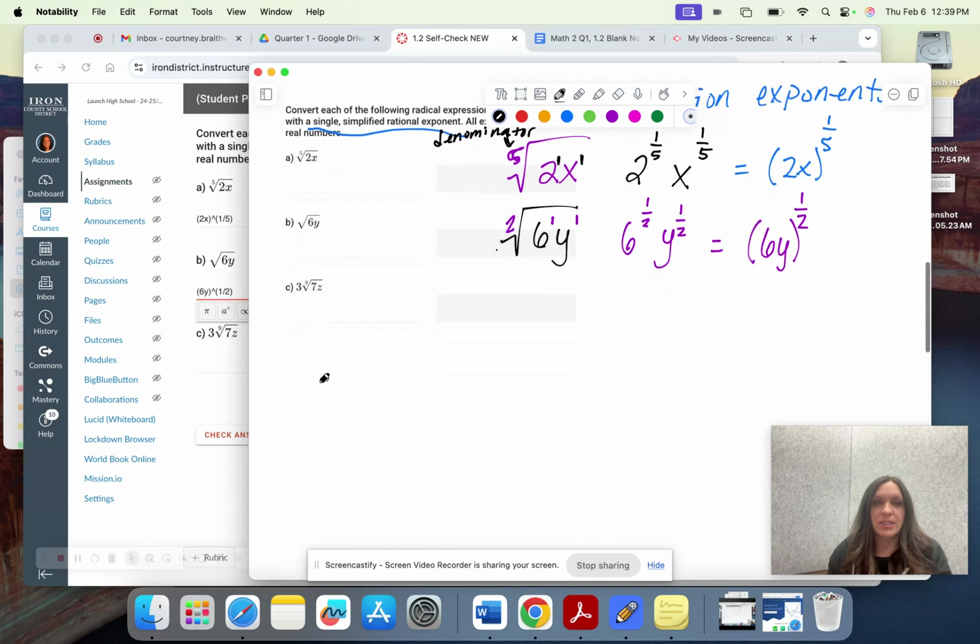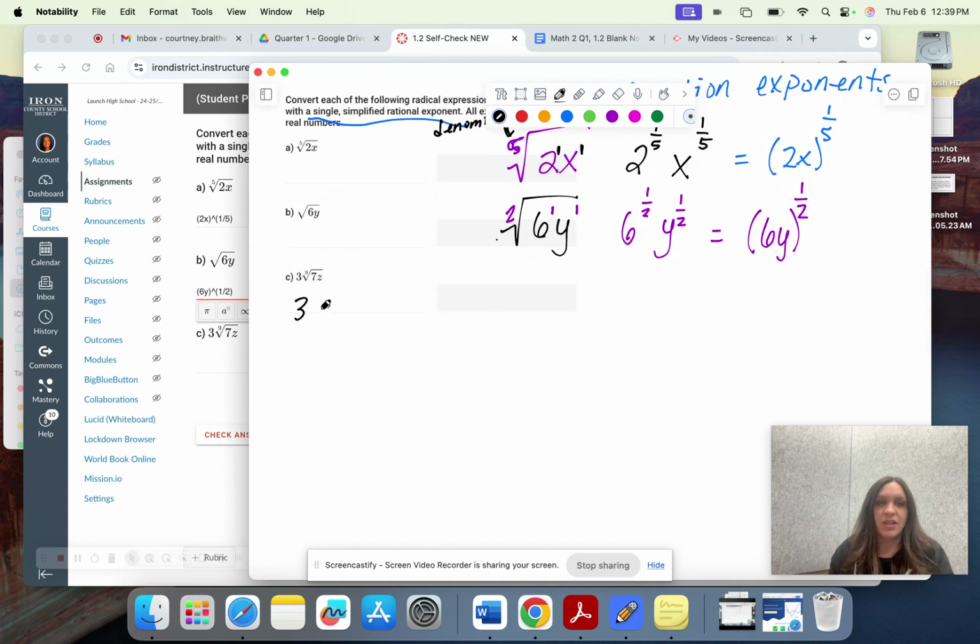So this one, I have a 3 times, that's what that means, a 9th root of 7z. And I'm going to do exactly what we've been doing. This is to the first power, to the first power, so I have 7 to the 1/9. The 9th becomes our denominator. Z to the 1/9. And when I combine those, so I'm going to put 7z in parentheses and 1/9 on the outside.